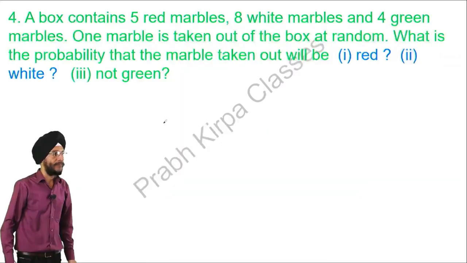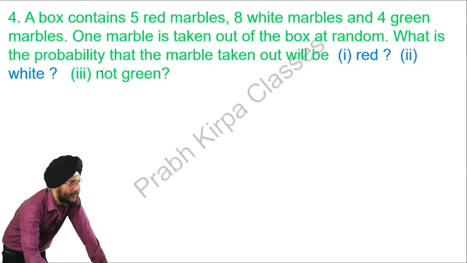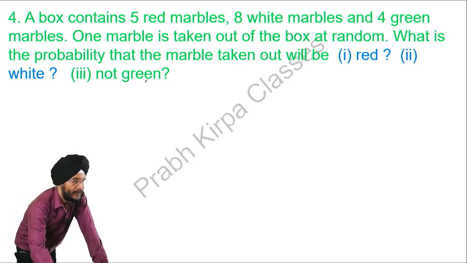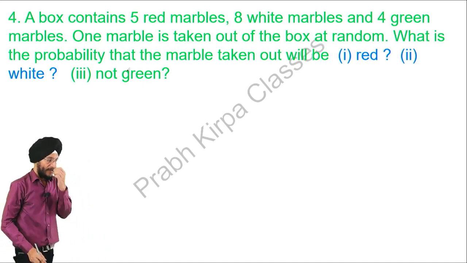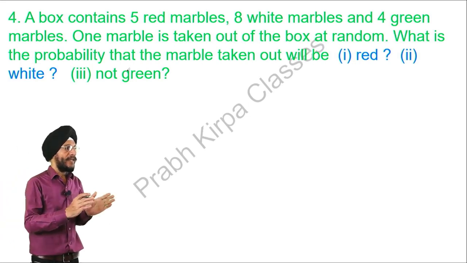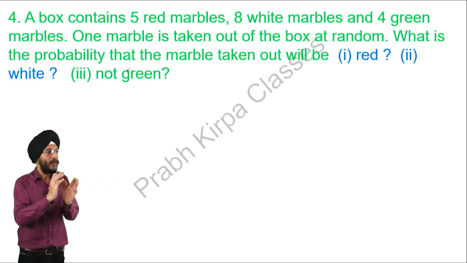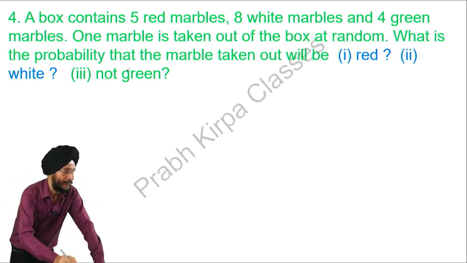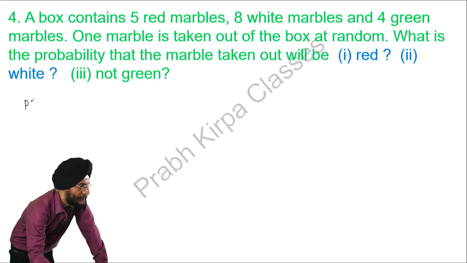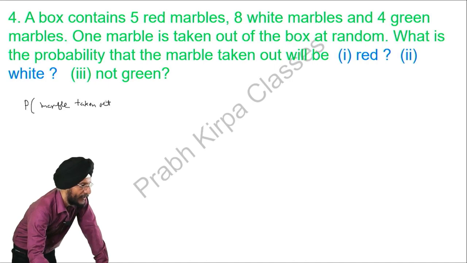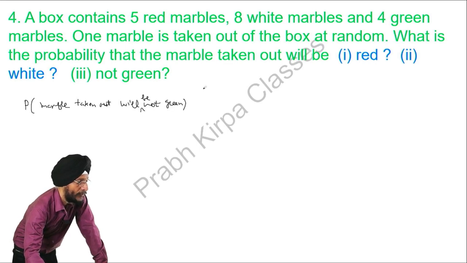So now we have to solve the third part: the probability that the marble taken out will be not green. In other words, the marble taken out will be either red or white, but it will not be green. So the probability that the marble taken out will be not green, we have to calculate this.